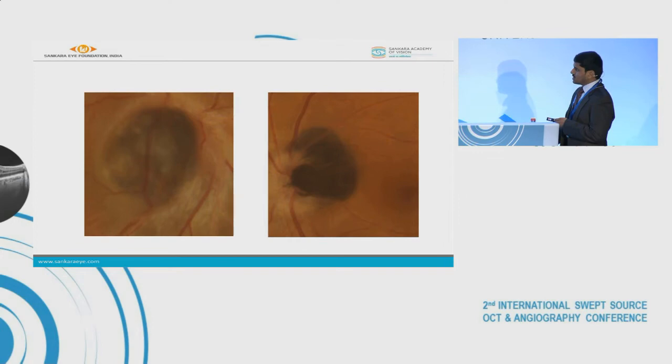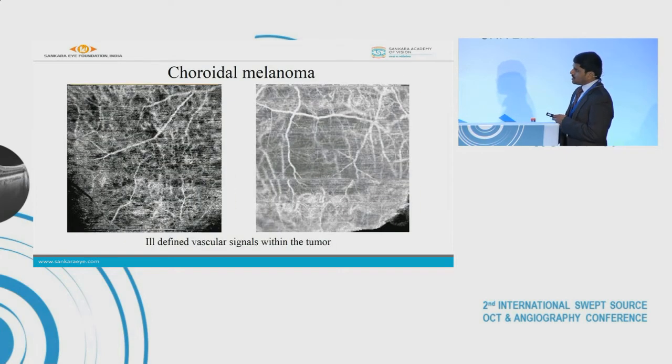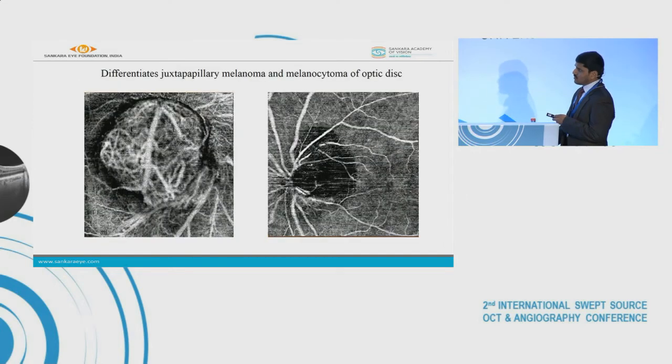Both are pigmented tumors over the disc. When you do an OCT-A, it shows that it is densely vascular, the vascularity is abundant, suggesting the diagnosis of a juxtapapillary melanoma, but this we know is a melanocytoma of the optic disc. When compared to the other choroidal melanomas which I showed in the previous slide, the vascularity is quite very well seen in this case.